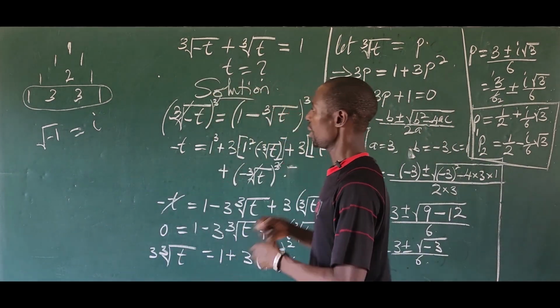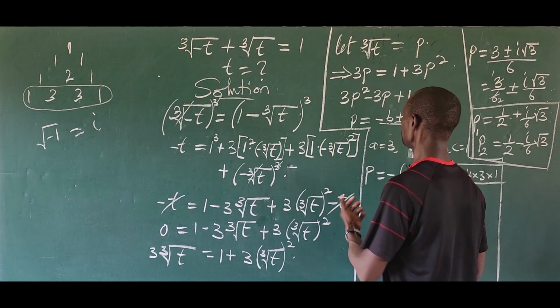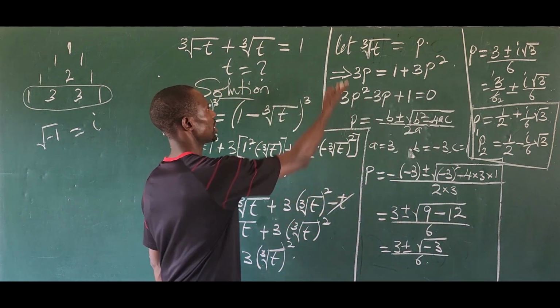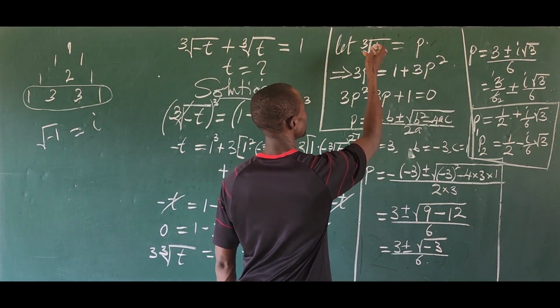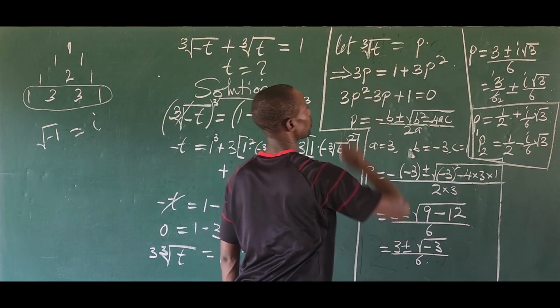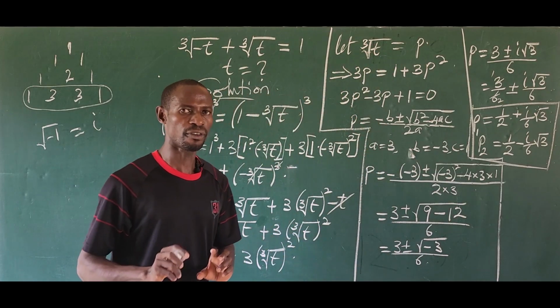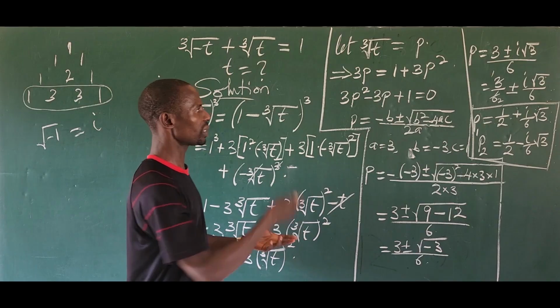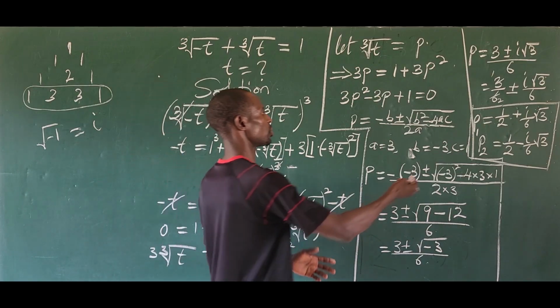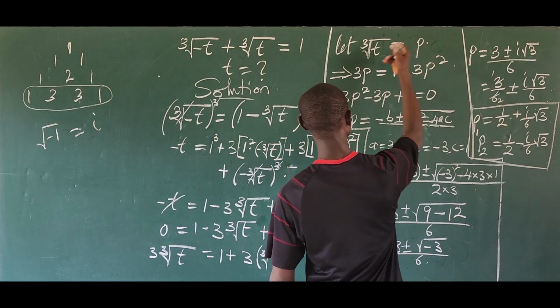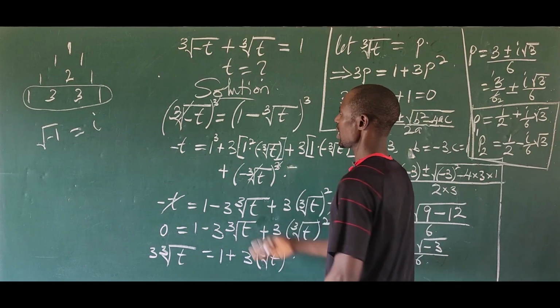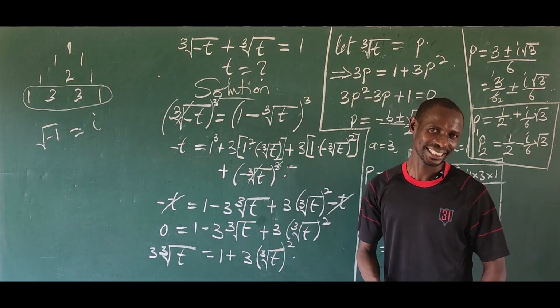But we recall a place where we said, let P be something. Yeah, we said, let cube root of T be equal to P. So we're solving for the actual value of T. So how do we get the value of T? We're going to substitute each of these values into this expression here. So let's continue here and see what this gives us.